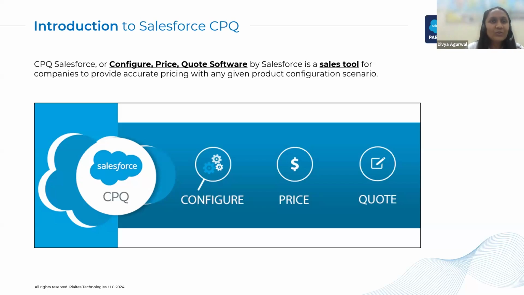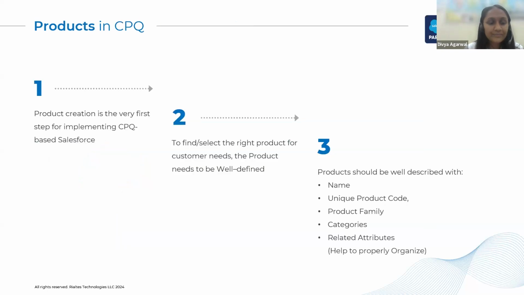Then we have quote. A quote is basically a statement which is given to the customers, which tells all the details along with the description of the product, pricing, and subscription terms, etc., so that the customer is informed about what they are getting from the company. Moving on to the next slide.